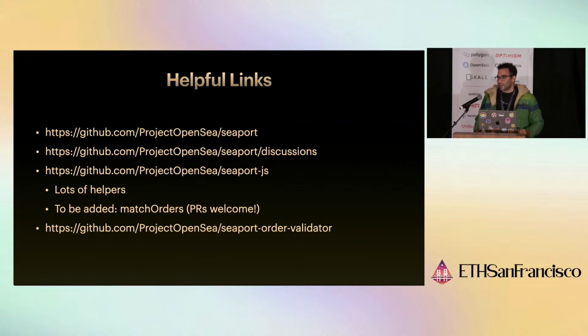Seaport.js is also a great accessory utility library. It has a lot of helpers. If you're working in Node or JavaScript, it has a lot of things already built out, like deriving order hashes and other helpful utilities. And there's a Seaport order validator as well. It's an on-chain contract that you can call out to that does almost 50 to 60 on-chain validations for balances and approvals, which we recommend checking out. It's pretty cool.